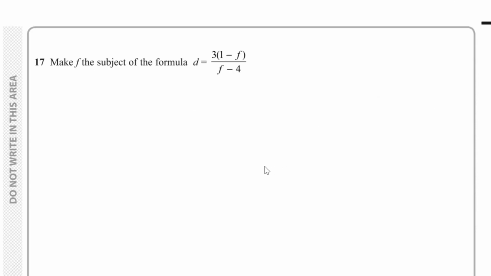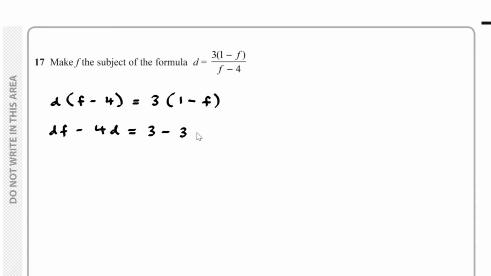Question number 17. We have to make f the subject of the formula d equals 3 multiplied by 1 minus f, divided by f minus 4. Well, if I multiply through by f minus 4, then we would have d multiplied by f minus 4 equals 3 multiplied by 1 minus f. Then we have df minus 4d equals 3 minus 3f.